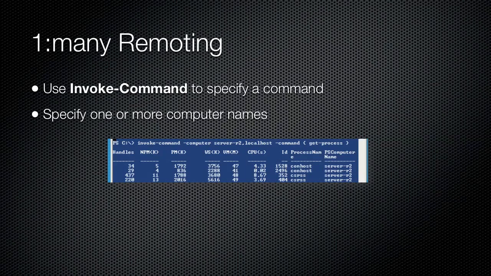Using one-to-many remoting is accomplished by means of the Invoke-Command commandlet. The commandlet accepts either a script block or the path to a script file, and can accept one or more computer names. Additional parameters of Invoke-Command enable you to specify an alternate TCP port, specify that encryption be used, specify alternate credentials, and so forth. Review the help for the commandlet to learn more.